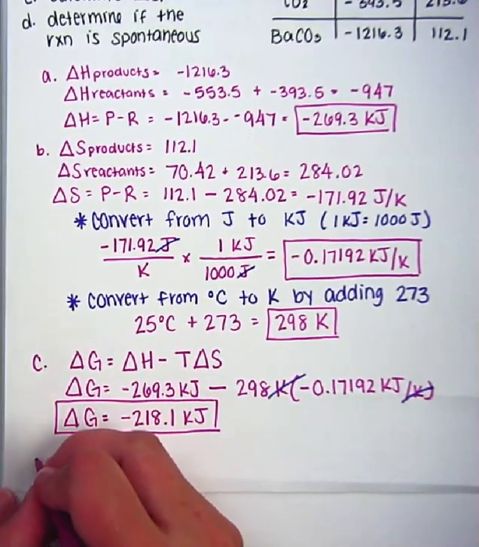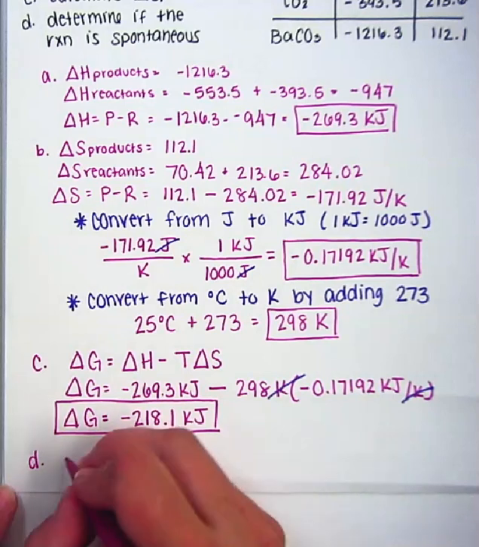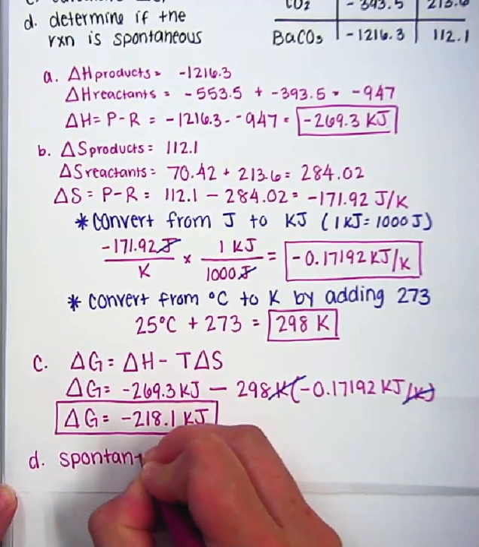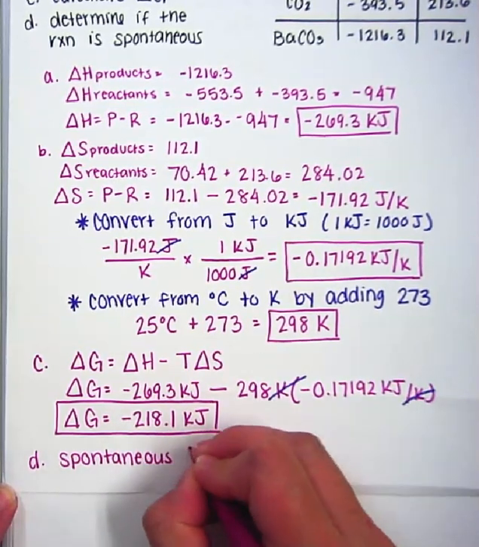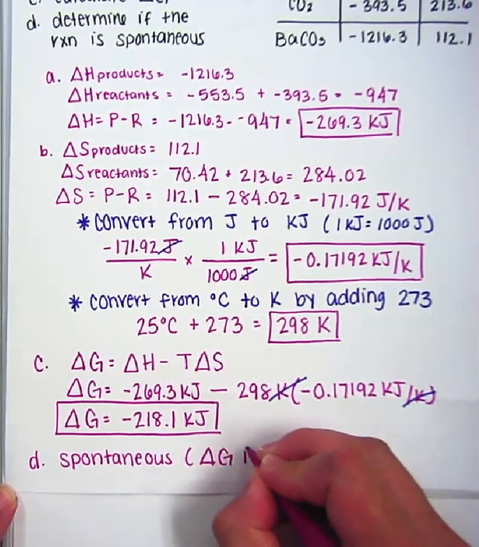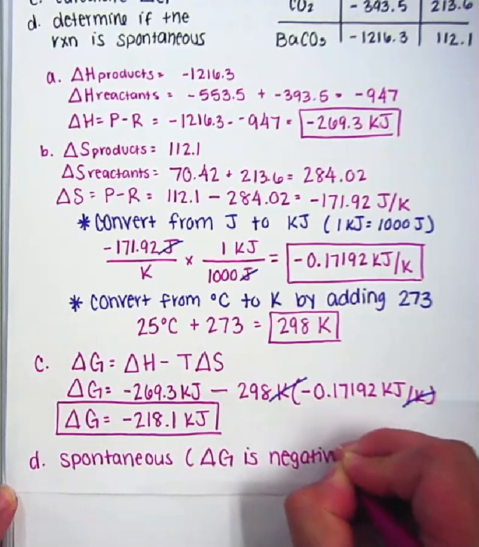D, determine whether this reaction is spontaneous. Yes, this reaction is spontaneous. And the reason that we know this reaction is spontaneous is because delta G is negative.